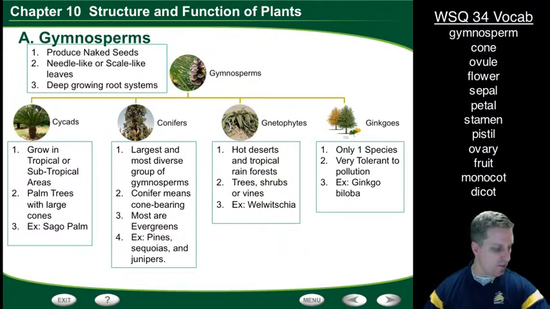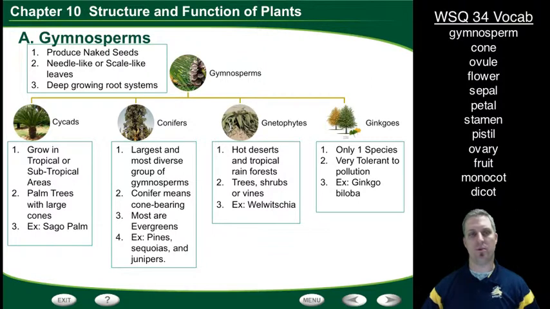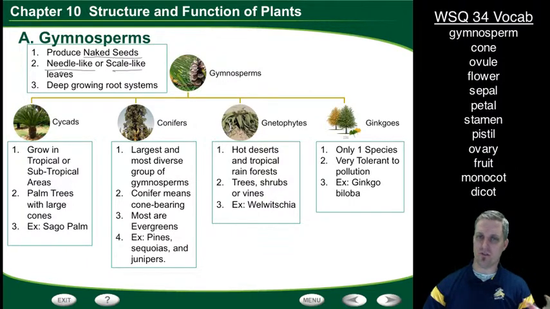The first one we're going to talk about is a gymnosperm. Gymnosperms, as we learned a few WSQs ago, that term gymnosperm actually means naked seed. So gymnosperms are plants that produce naked seeds. Gymnosperms usually have needle-like or scale-like leaves, which are a little bit unique, and they have deep growing root systems. Those are three traits about gymnosperms that you can expect to see.